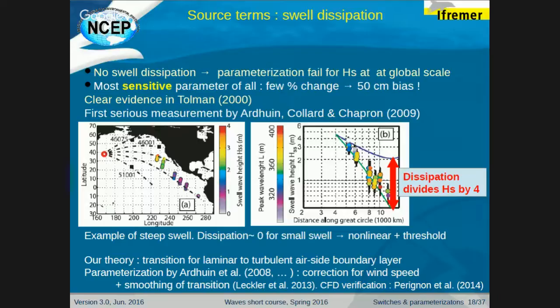We know there is swell dissipation because if you actually make waves in a tank in a laboratory, and you stand at the end of the tank, you will feel wind generated by the waves.